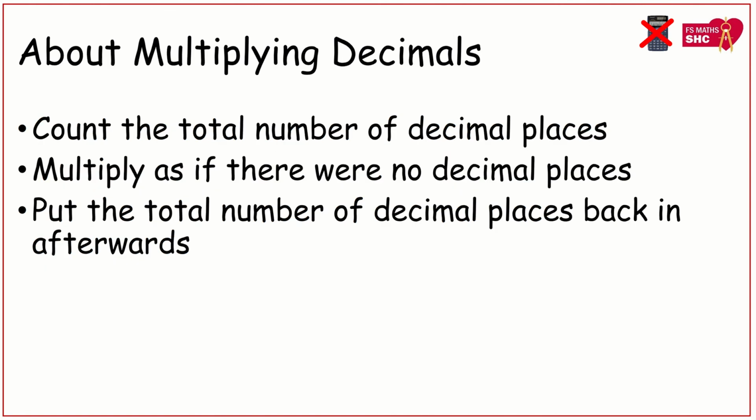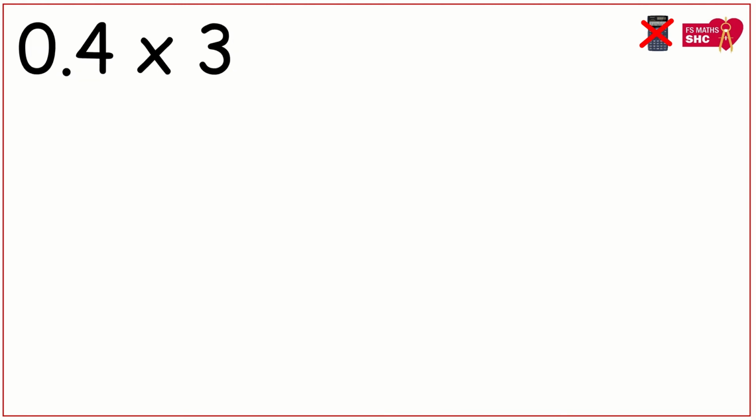So this is how we do it. This is the method, which we'll come back to at the end because it'll make more sense afterwards. But you're just going to count the number of decimal places, multiply as if they didn't exist, and then put them back in. So let's try the first one.